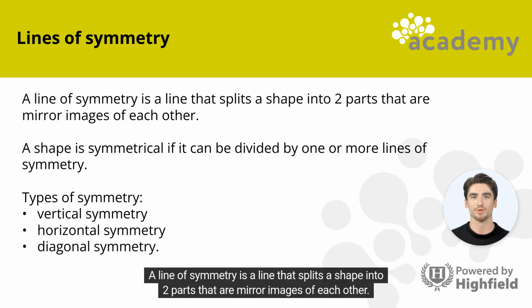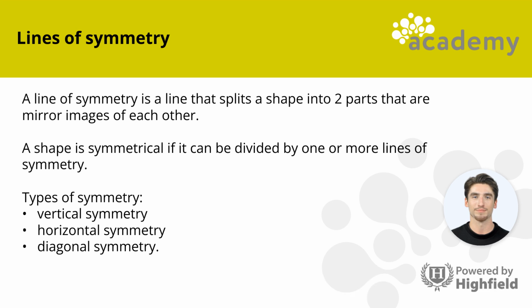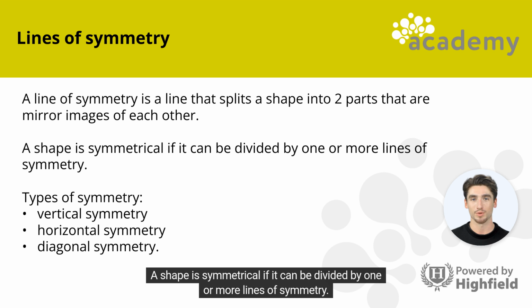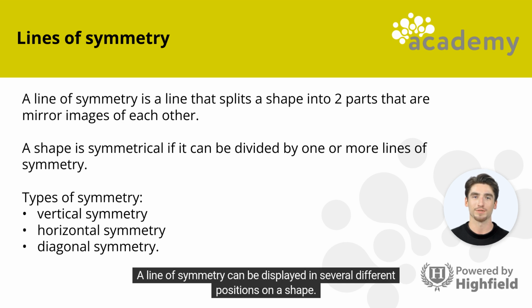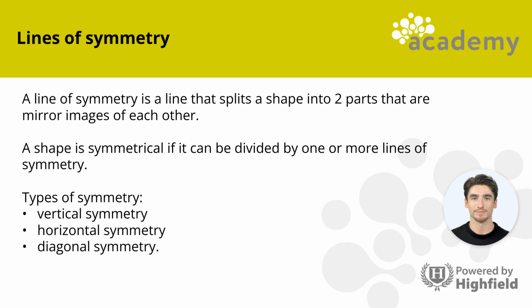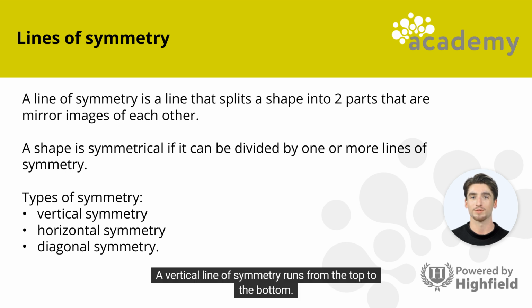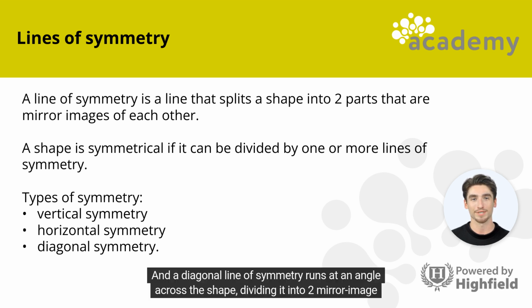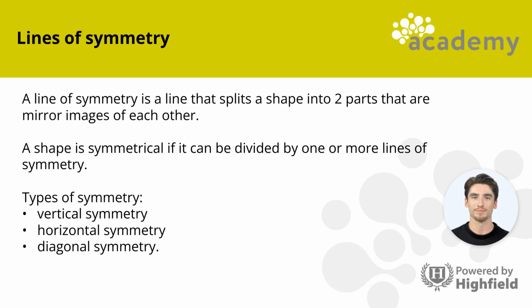A line of symmetry is a line that splits a shape into two parts that are mirror images of each other. A shape is symmetrical if it can be divided by one or more lines of symmetry. A line of symmetry can be displayed in several different positions on a shape. A vertical line of symmetry runs from the top to the bottom. A horizontal line of symmetry runs from the left to the right. And a diagonal line of symmetry runs at an angle across the shape, dividing it into two mirror image halves.